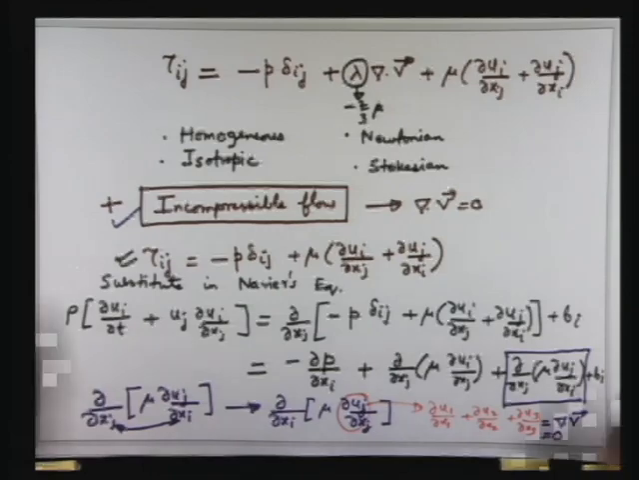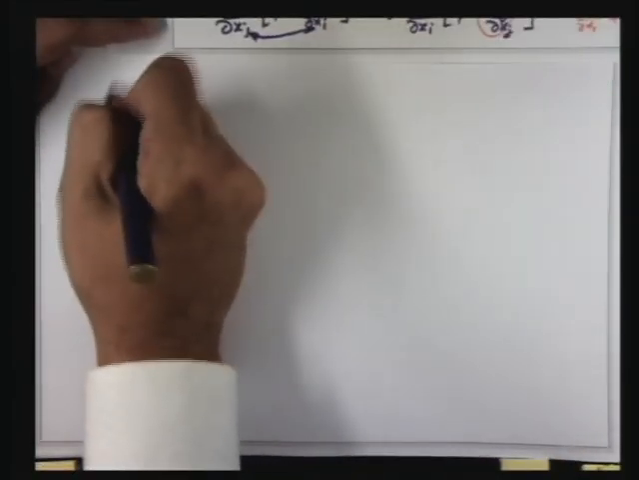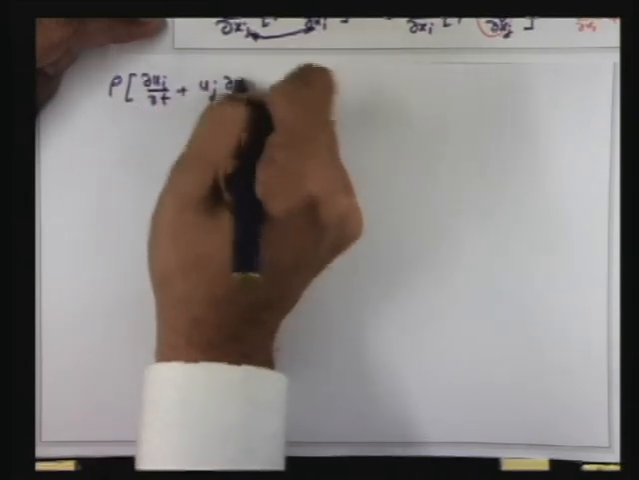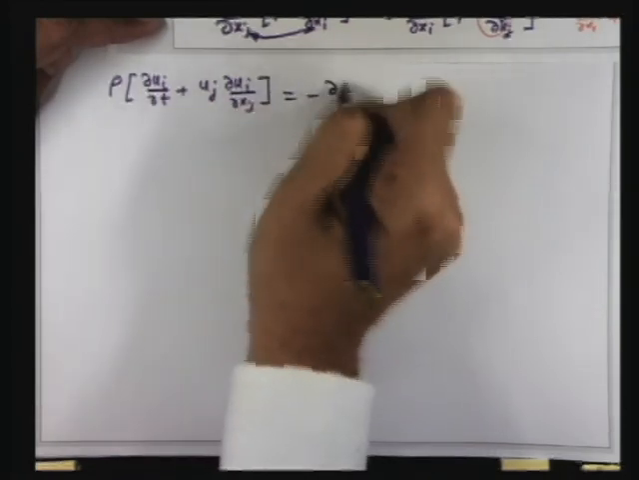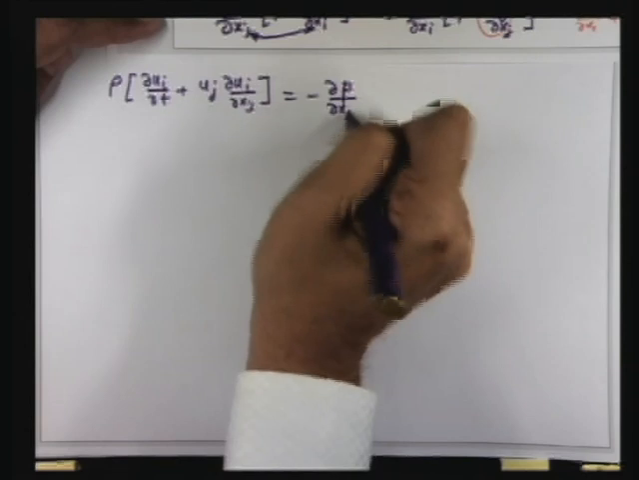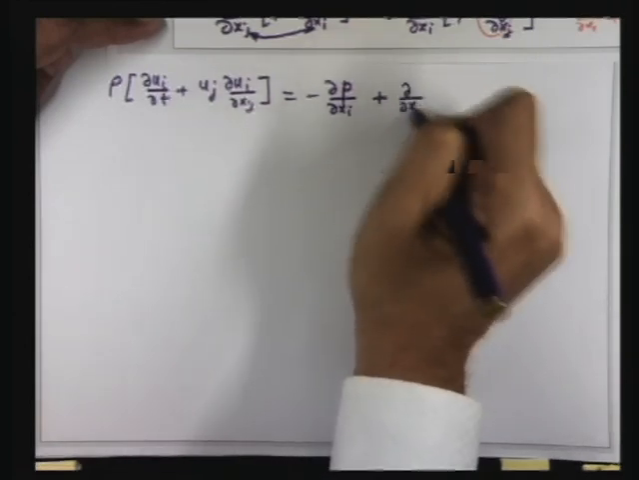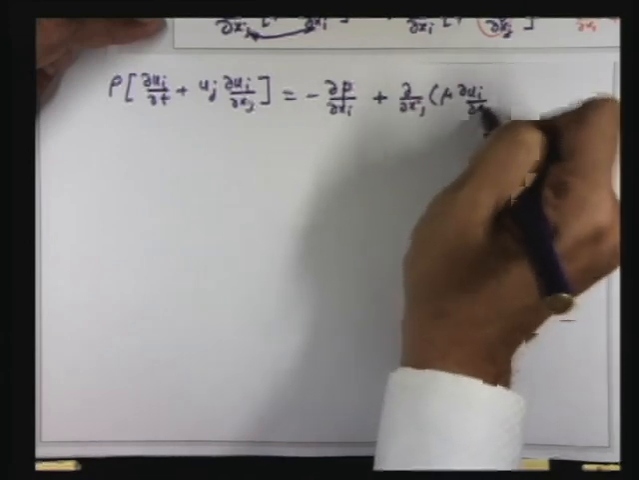So we have come to the final form of the equation. Rho times del ui del t plus uj del ui del xj is equal to minus del p del xi plus del del xj of mu del ui del xj plus bi.